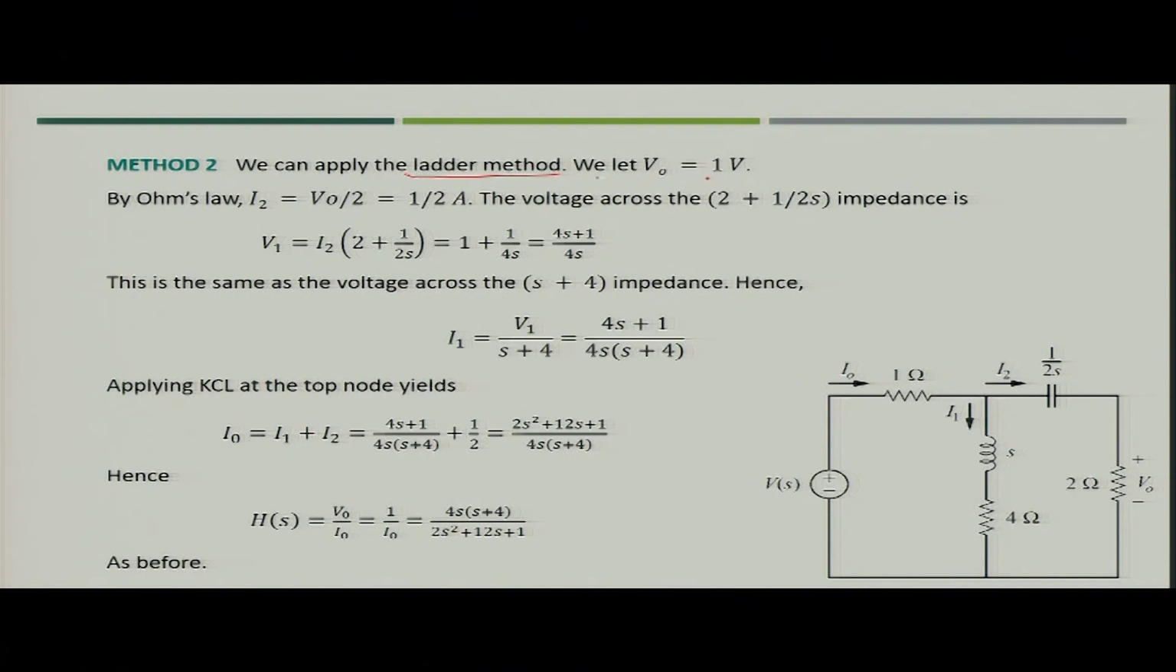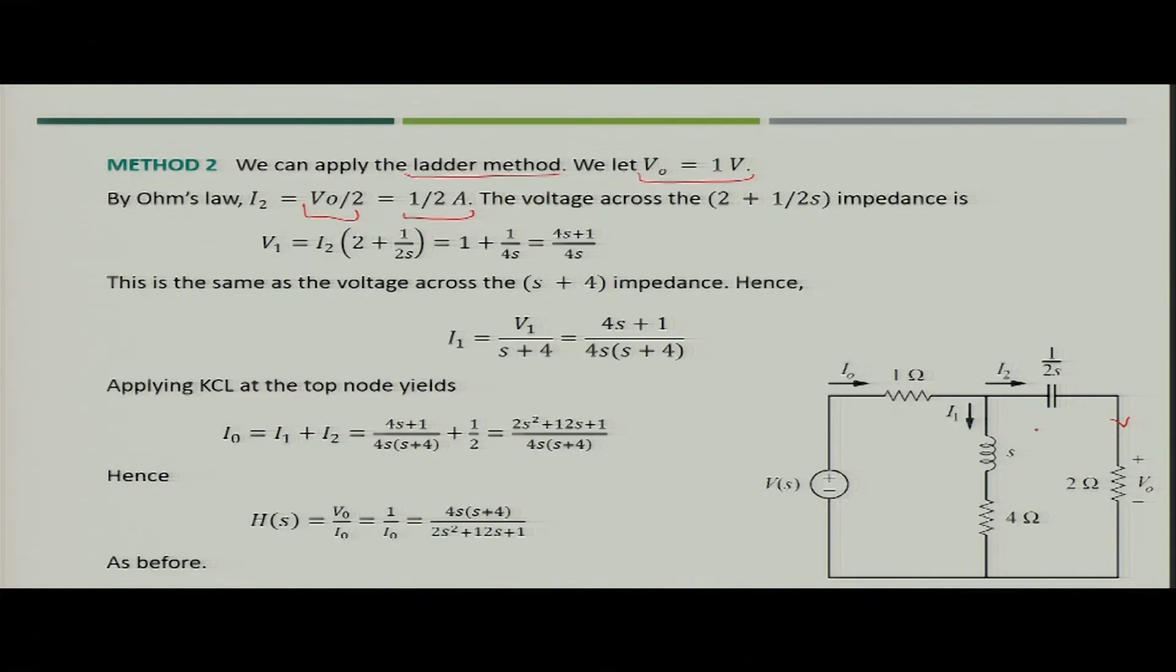In case of the ladder method, what do we assume? We assume the output voltage as known. So, what we will do here is say that the output voltage given is V naught equal to 1 volt. When you say that V naught is 1 volt, the current I2 which is flowing in this leg will become V naught by 2. So, it is 1 by 2 ampere.